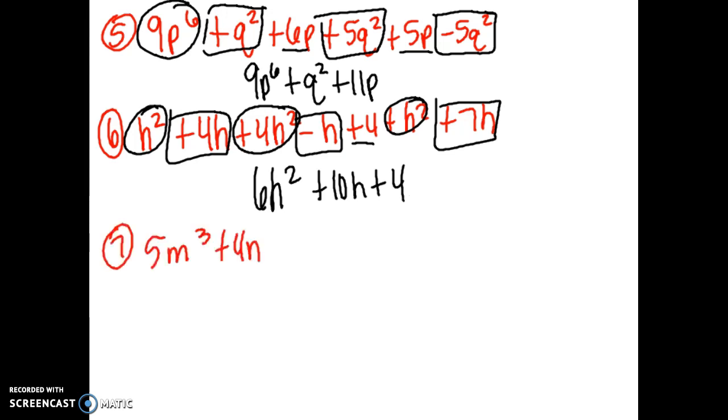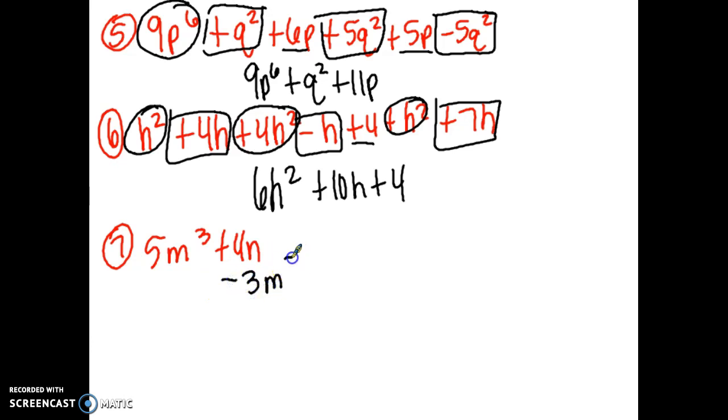All right, number 7 says write an expression that has 5 terms and simplifies to 5m cubed plus 4n. So we've been taking big expressions and simplifying them to smaller expressions. Now we're going to take this small expression and expand it to be a big expression that has 5 terms. You can do this multiple ways, as long as whatever answer you write down will simplify to 5m cubed plus 4n. We can use positives, we can use negatives, there's just all kinds of different ways that we can do this.